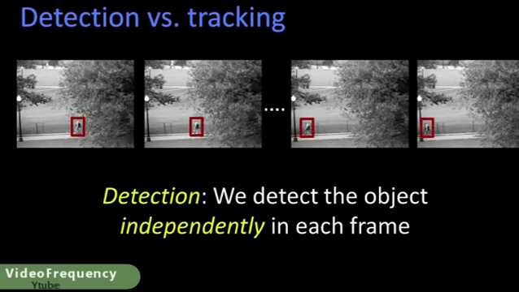So detection, we independently detect the person each time, right? So we maybe have a little model of what this person looks like, and we run it maybe all over the image, and we say, aha, he's here. Aha, he's here, aha, he's there, and he's there. No more ahas because it's not exciting anymore. Okay, so that's detection.